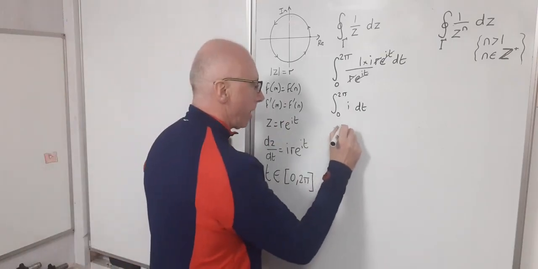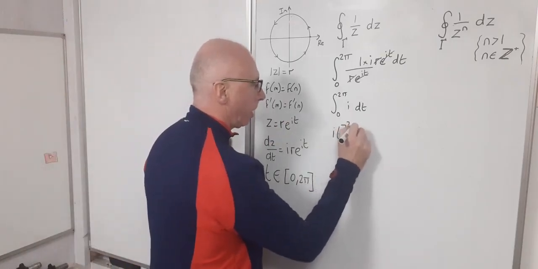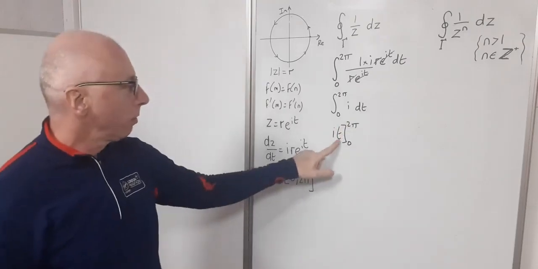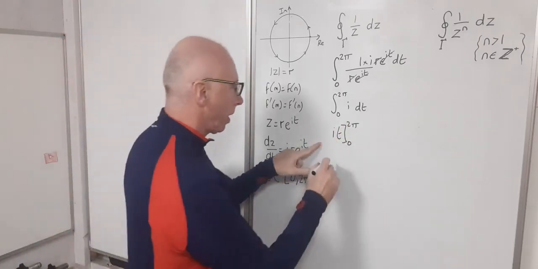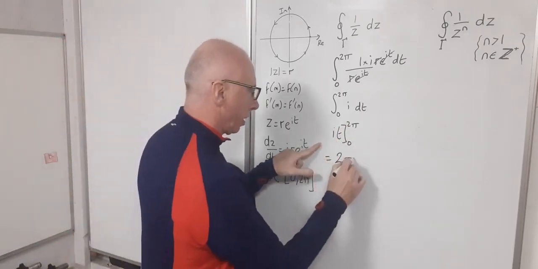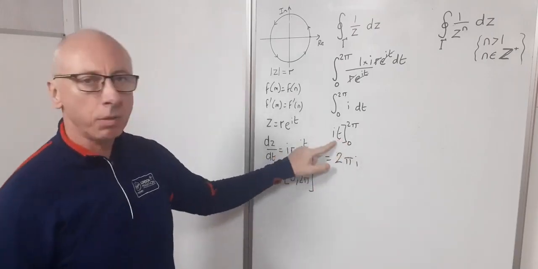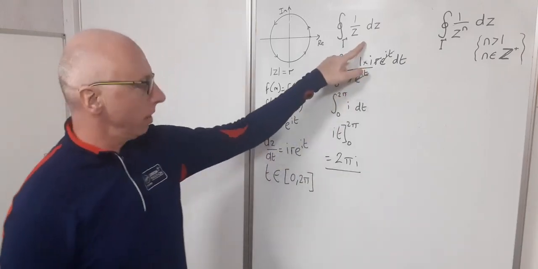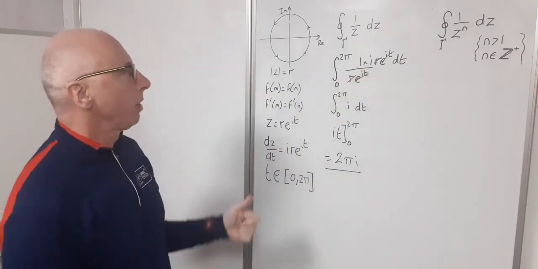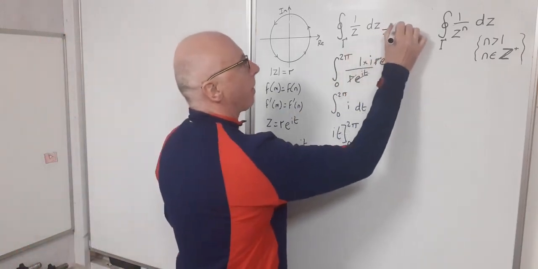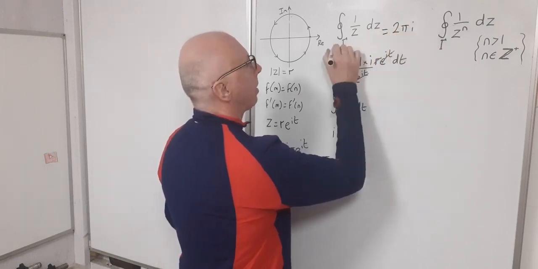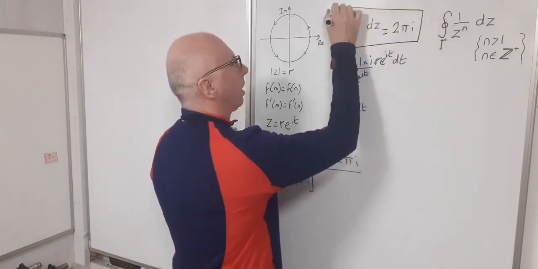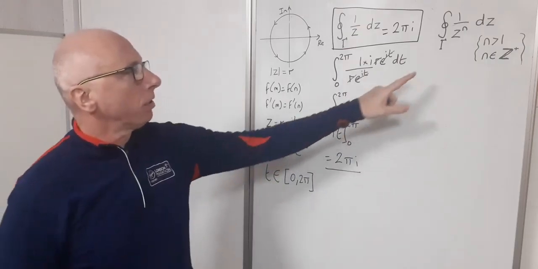So let's take care of that, 0 to 2 pi. Now, when t is 2 pi, we've got 2 pi i. And when t is 0, we've just got 0. So that then becomes our result of this integral here, which equals 2 pi i. So let's write that up there. So that's that taken care of. Now let's have a look at this integral here.